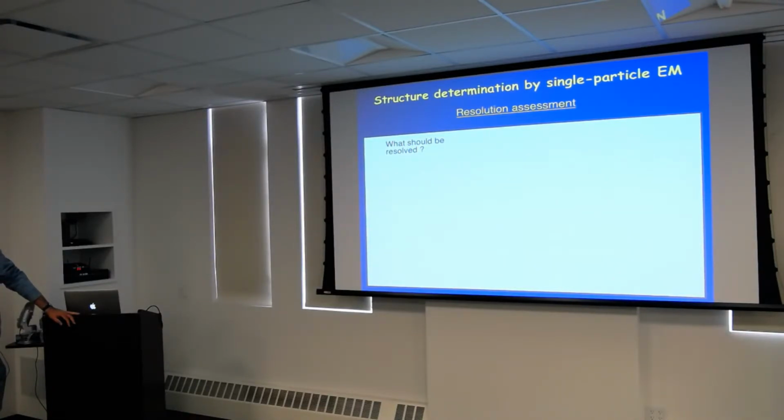So a little quiz: if your map is 20 angstrom, what do you expect to see? Glow. No, overall like envelope. Envelope, wonderful, yes. That's the correct one.